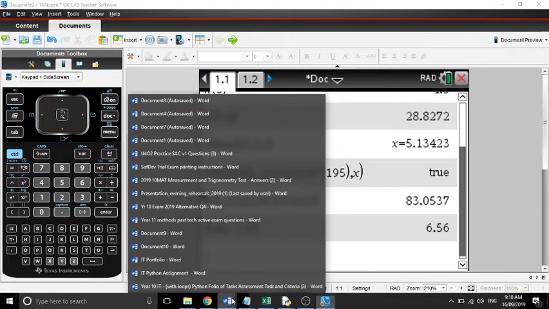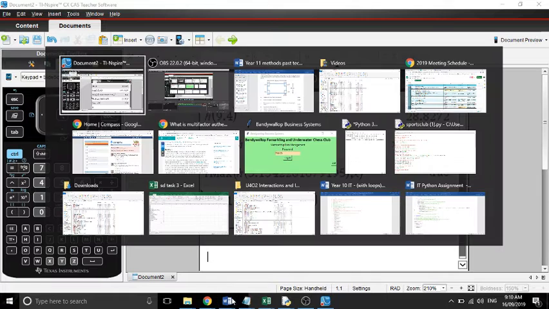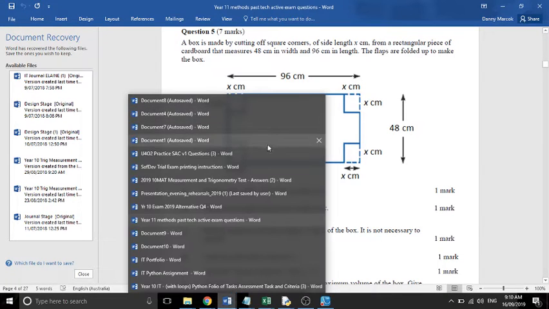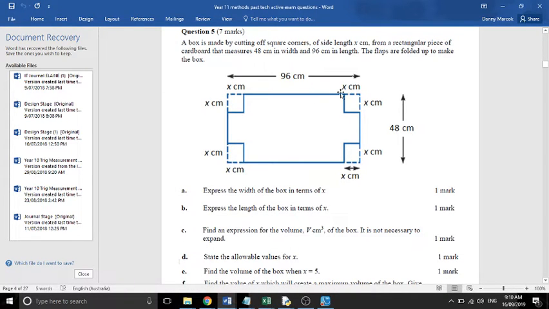Now, for the next question, we've got this situation here of a rectangular box with some corners cut out, and we're going to do some stuff. When I was doing year 11 methods, they loved this type of question. It used to come up all the time. It's kind of gone out of favor, but it's still a good question.